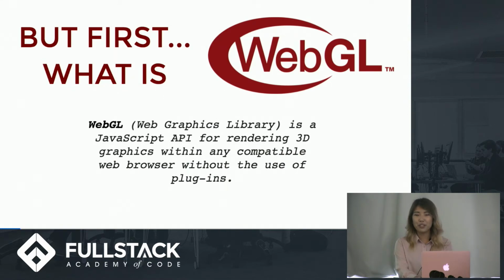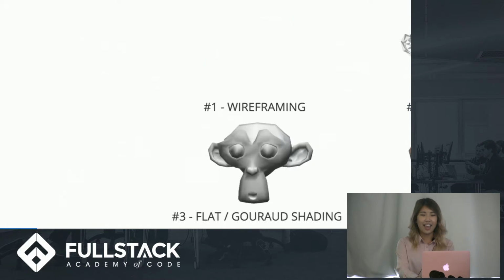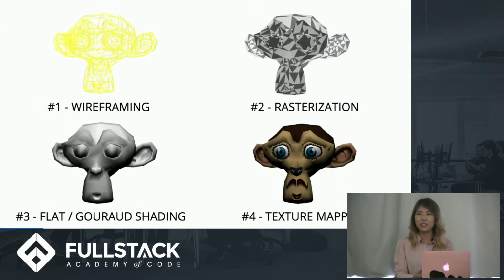It's also a JavaScript API for rendering 3D graphics in your web browser without the help of any plugins. You can do anything from 3D mapping to animations, virtual tours, etc. But I like to think of it as the more complicated, older sibling to Babylon. And so how does WebGL do this?